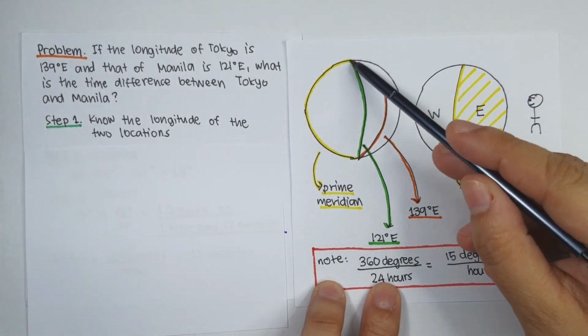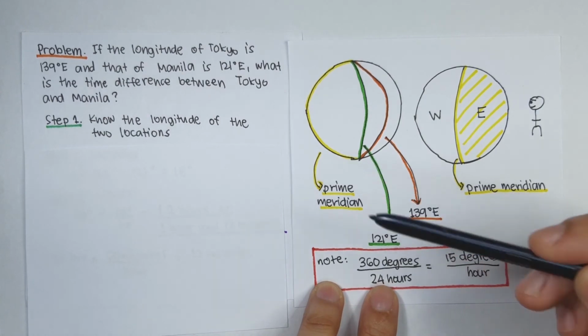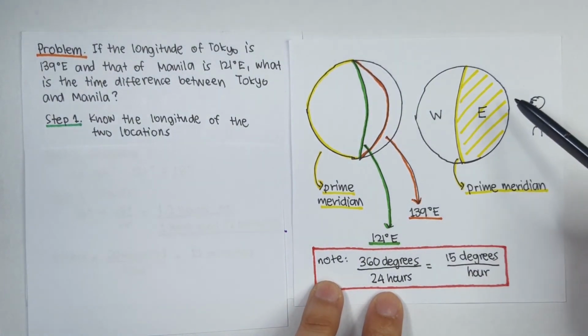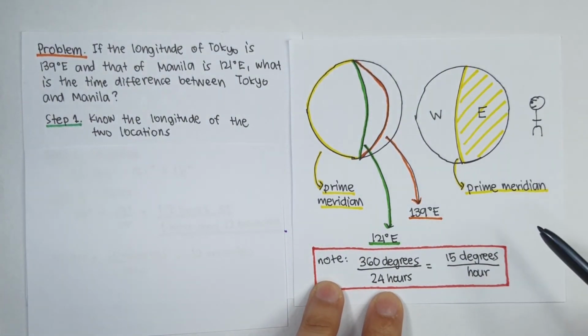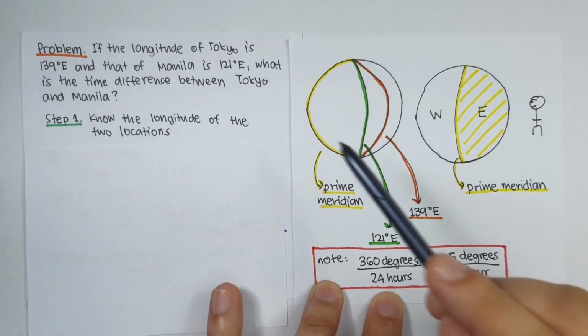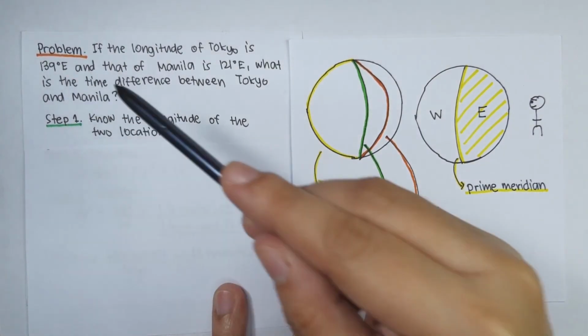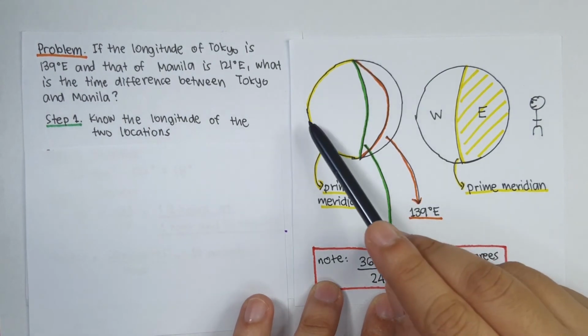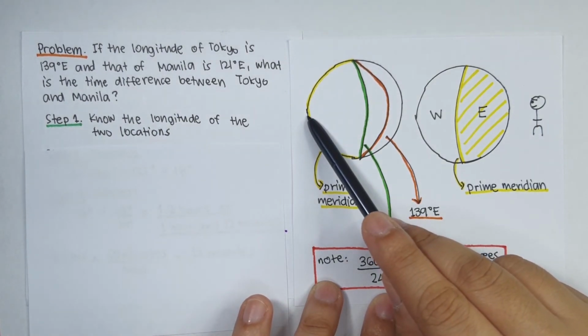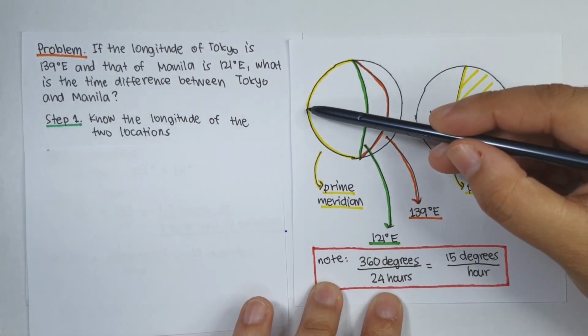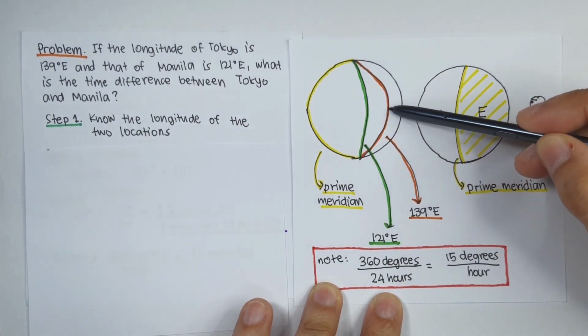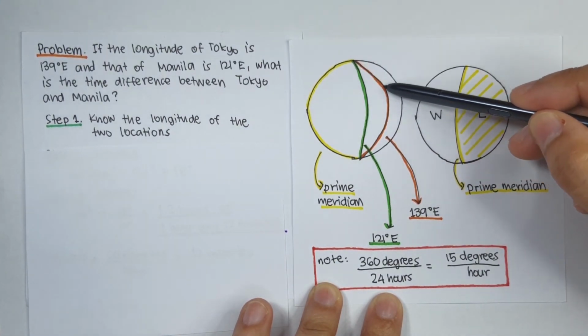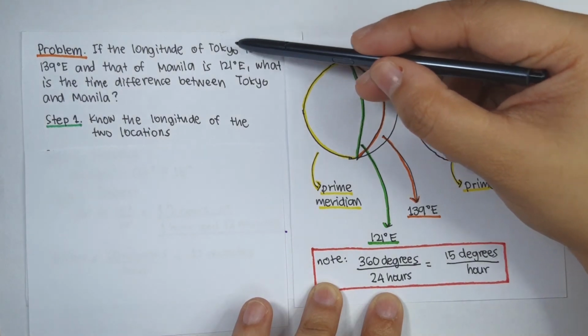Say for example, this is our prime meridian, 0 degrees longitude. So right now, we are facing the east side of the globe. So if the longitude of Tokyo is 139 degrees east, meaning to say, if this is the prime meridian, 0 degrees, you have to move 139 degrees to the right, that's going east. So somewhere along this line is Tokyo.